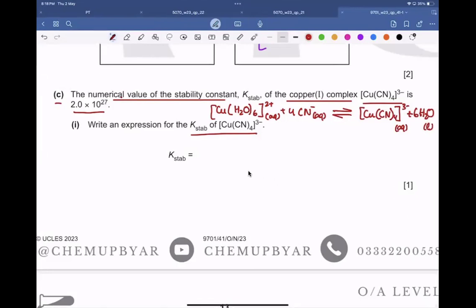Now, when you are writing the K step expression, remember these water molecules which are displaced from the complex are not written in the K step expression. And the rest of the things are the same: the concentration of the product divided by the concentration of the reactants. The product is the complex [Cu(CN)4]3-, divided by [Cu(H2O)6]2+, and then cyanide raised to the power 4.